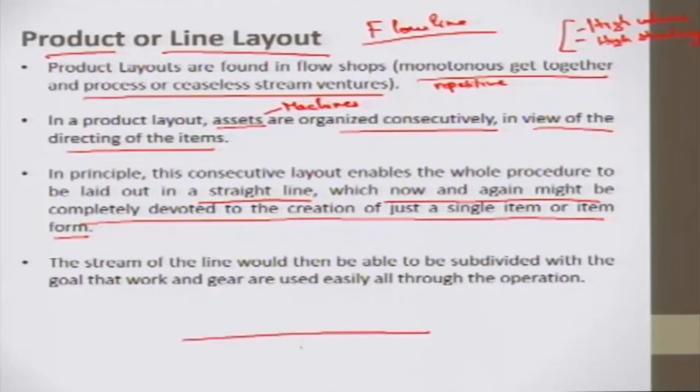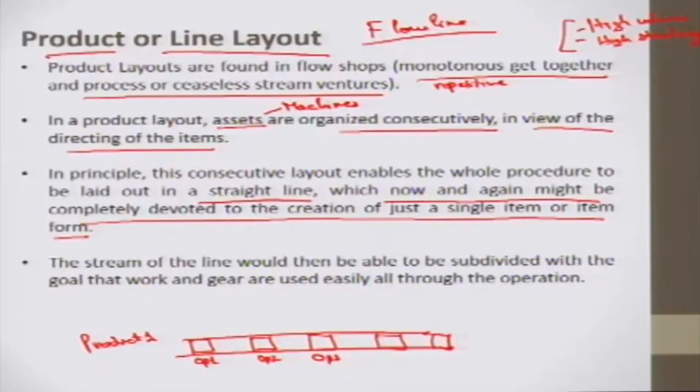So in one line, this is also known as flow line, the machines are set according to the requirement of the product. For example, this is product 1. So this is operation 1, operation 2, operation 3. Whatever would be the sequence of operation for this product, this arrangement would be made. What we can see here is, because it is made according to the product, this product would be manufactured fast. Material handling would be less in comparison to the process layout.